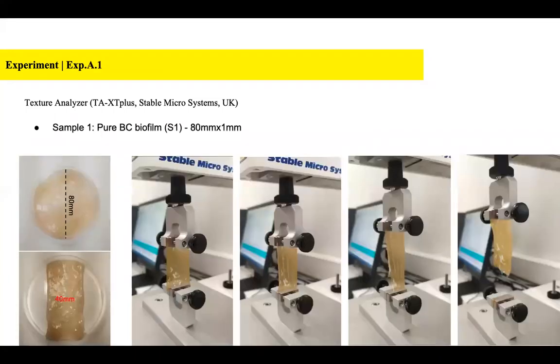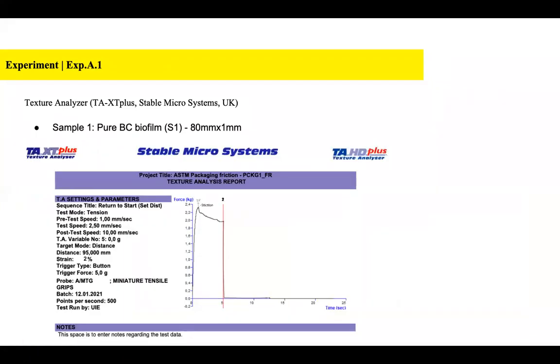So we conducted the tensile test for two samples, pure biofilm and the bacterial cellulose jute composite. This is the tensile test for sample 1, the pure biofilm, and this is the force time graph for sample 1. The red line shows that the sample got completely deformed, broken at the 5th second of the test. The test speed was 2.5 millimeters per sec, and the strain was found to be 2% for the pure biofilm.